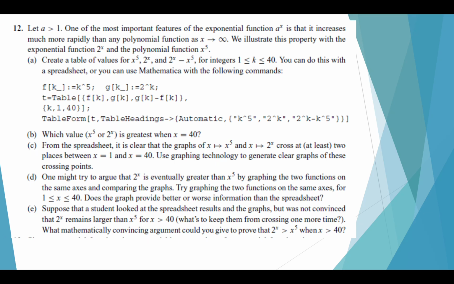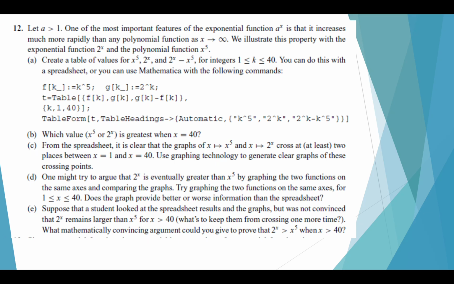Use graphing technology to generate clear graphs of these crossing points. I would use Desmos. That's what I would do. And I would limit your x values at a couple of locations. For the first picture where it crosses the first time, because if you show the whole thing, you're not even going to be able to see one of them, I would limit the graph to be between 1 and 2, because it's going to cross there. And then for the next one, I would limit it up to 30 so you can see the next cross.